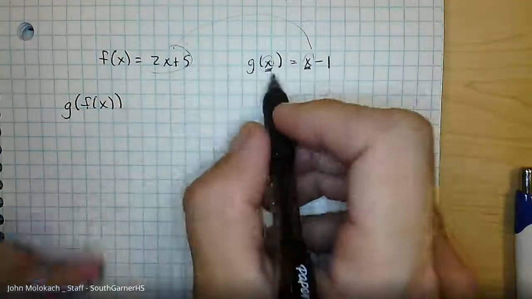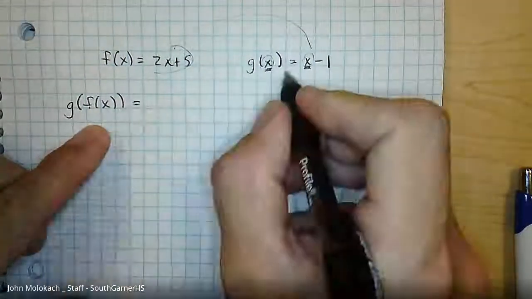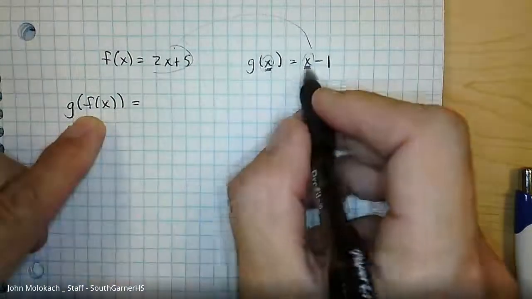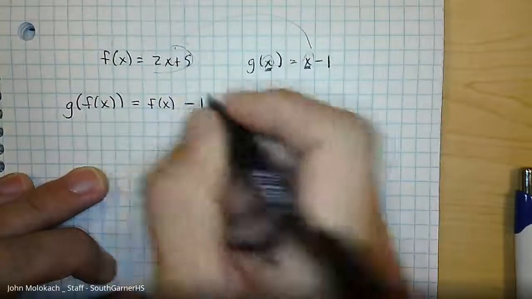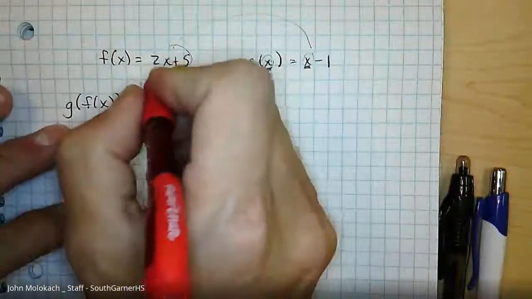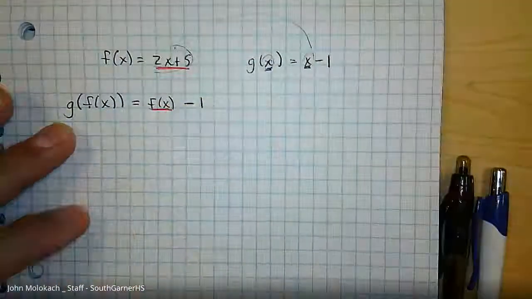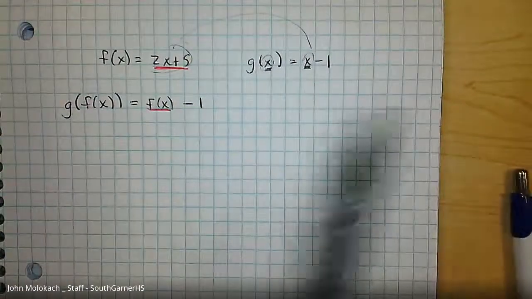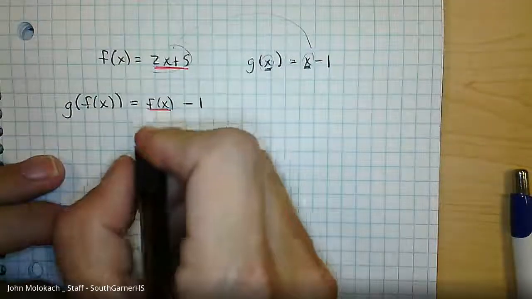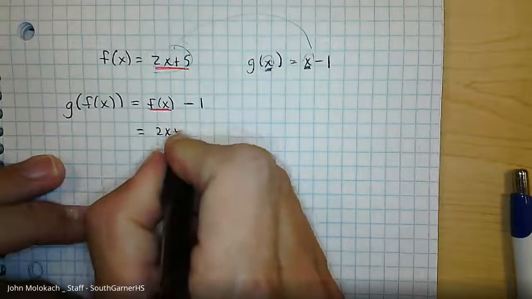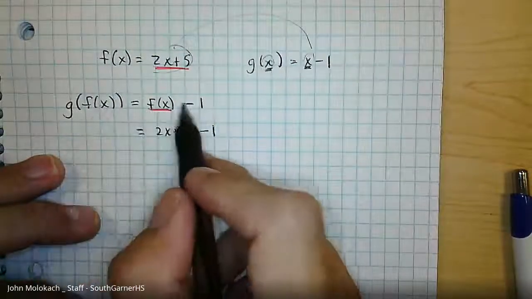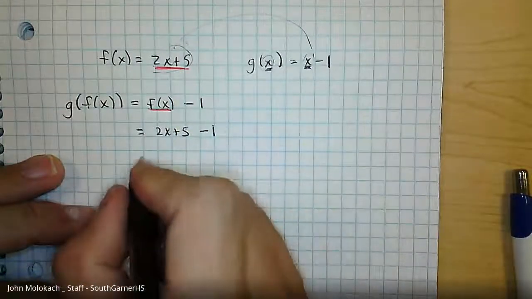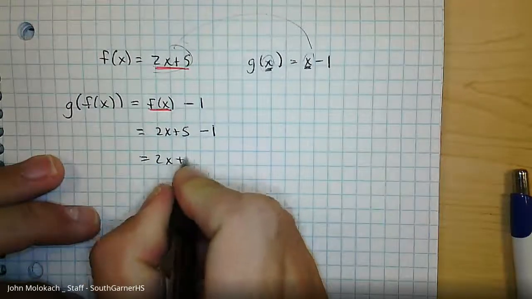So instead of g of x, I have g of f of x. So instead of x minus 1, I'd have f of x minus 1. Now, keep in mind, f of x is this function here, right? So what I can do is replace f of x with this expression, 2x plus 5, minus 1 now, because the g is telling me to take something and subtract 1, and so I get 2x plus 4.